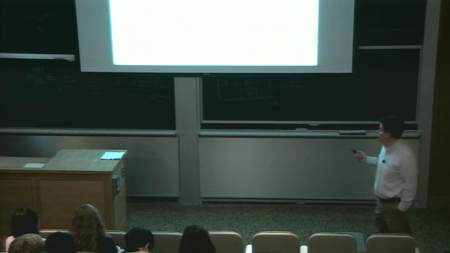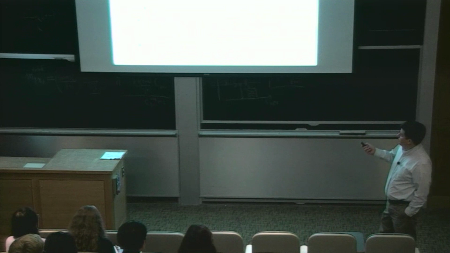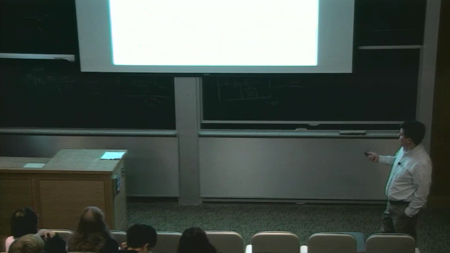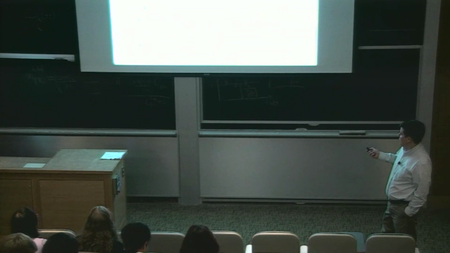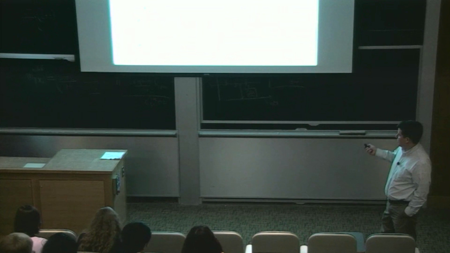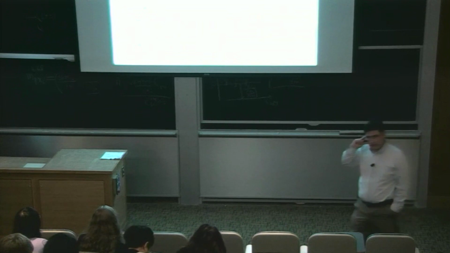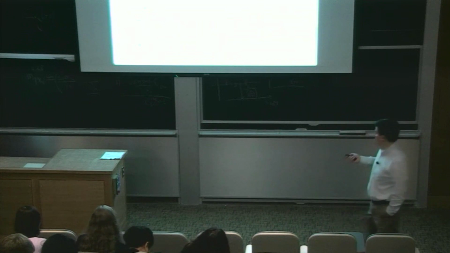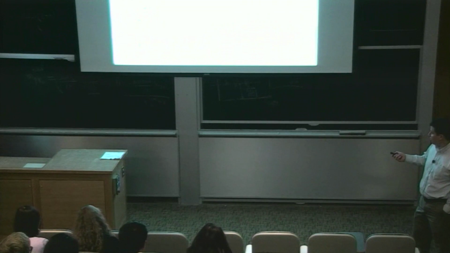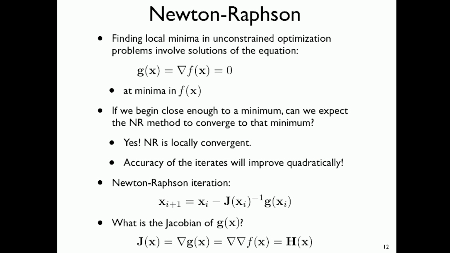Okay, that's fine. We're trying to solve an equation g of x equals 0. So the iterative map is x_{i+1} is x_i minus Jacobian inverse times g. And what's the Jacobian of g? The Hessian. The Jacobian of g is the gradient of g, which is the second gradient of f, which is the definition of the Hessian. So really, the Newton-Raphson iteration is x_{i+1} is x_i minus Hessian inverse times g.